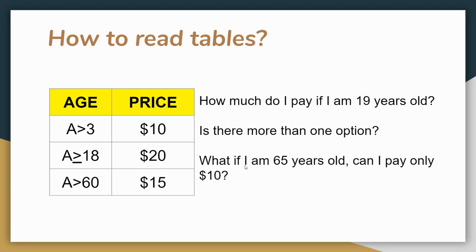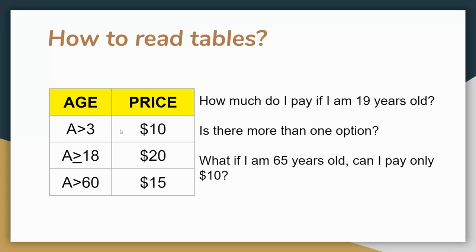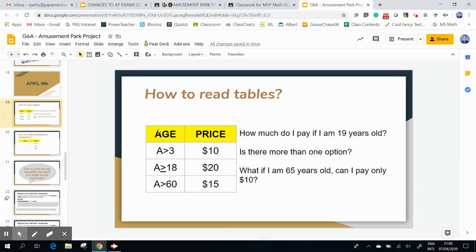What if I am 65 years old? What happens if I'm 65 years old? Can I pay only 10 reais or $10 in this case? What do you think? If your answer is yes, yes, I can. Because again, 65 is greater than 3, which makes me fall into this line here. I am greater than 3. So if I'm greater than 3, I can pay $10. I can only pay $10. So mister, how can I make it right?